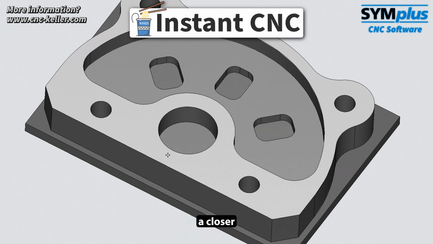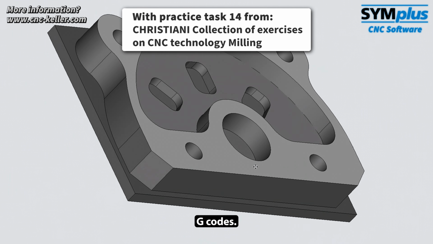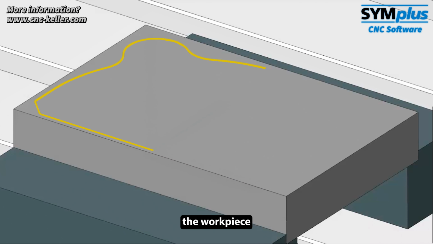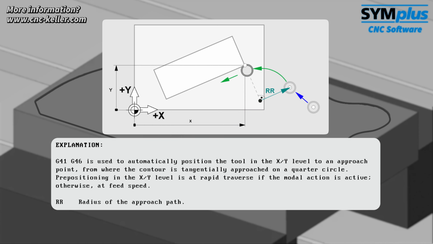Today, let's take a closer look at this workpiece, step by step and with all the important G-codes. First, the outer contour of the workpiece is rough milled. Here, G41 is used, radius compensation left. This ensures that the machine does not follow the contour directly, but with an offset according to the tool radius. In this way, the contour remains accurate to size despite the tool diameter.